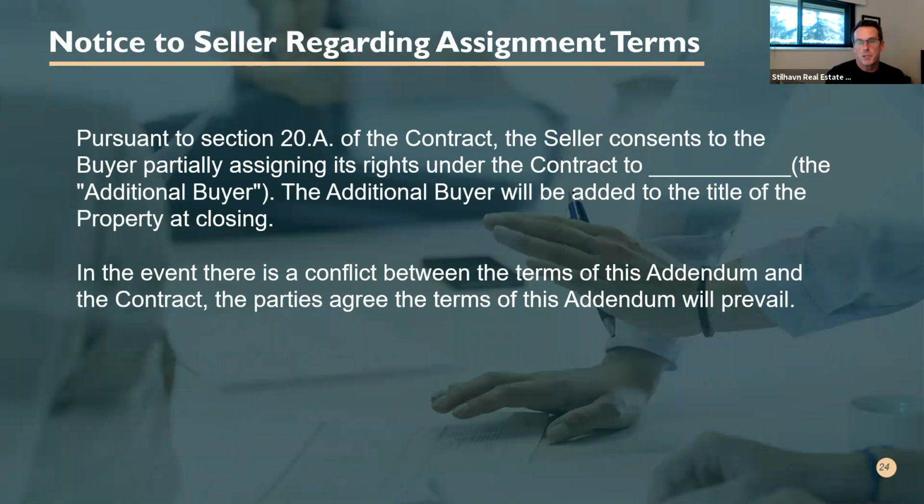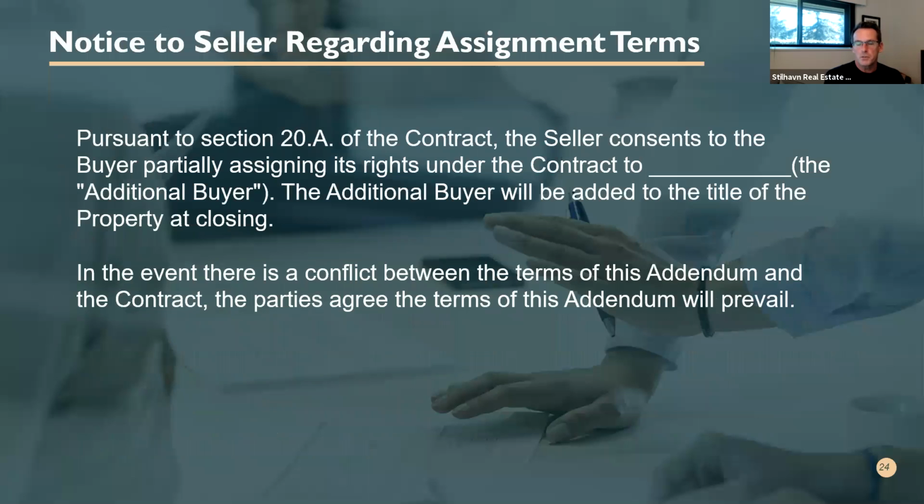And again, there's a bunch of them in our Stillhaven clause section, depending on the situation. The most common is going to be this one. Pursuant to section 28 of the contract, the seller consents to the buyer partially assigning its rights under the contract to Mary Smith. The additional buyer will be added to title on closing on the property. In the event that there's a conflict between the terms of the addendum and the contract, the parties agree that the terms of the addendum will prevail. So go ahead and do that and get it signed, and then you're good to go.